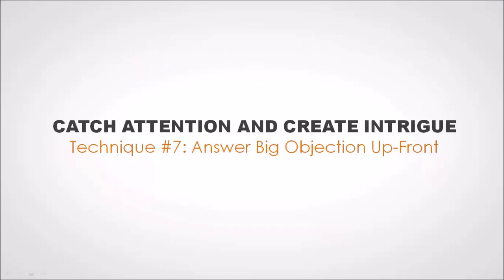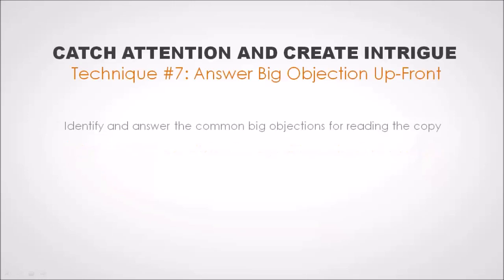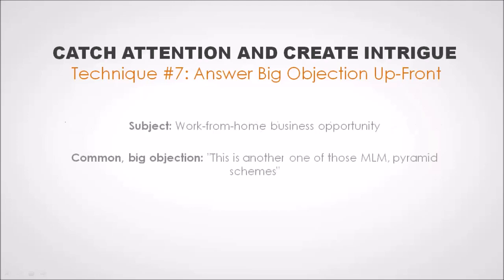Technique number 7, answer big objections up front. Identify and answer the common big objections for reading your content. So let's see what that looks like. Let's say we're selling something from the work from home business opportunity niche. Then the common big objection would be this: This is just another one of those MLM pyramid schemes.